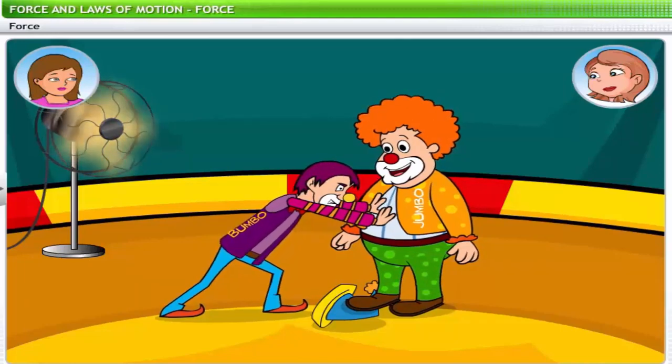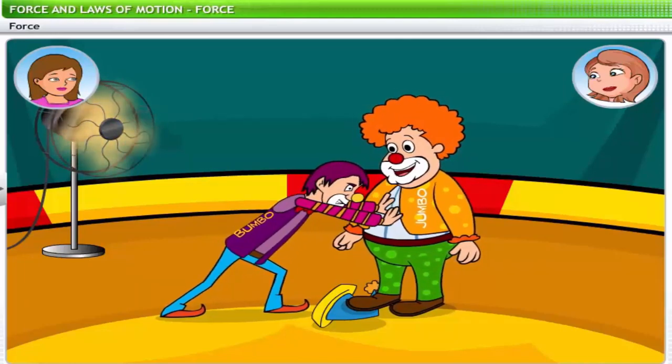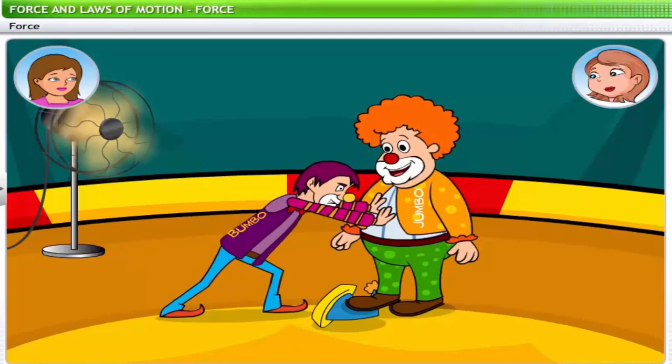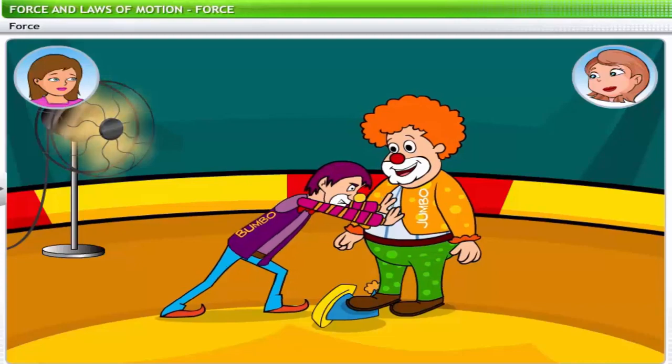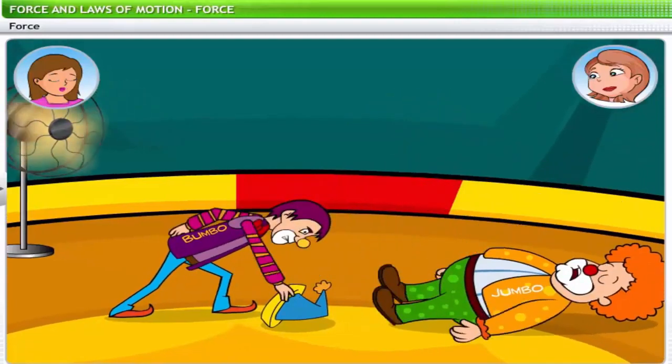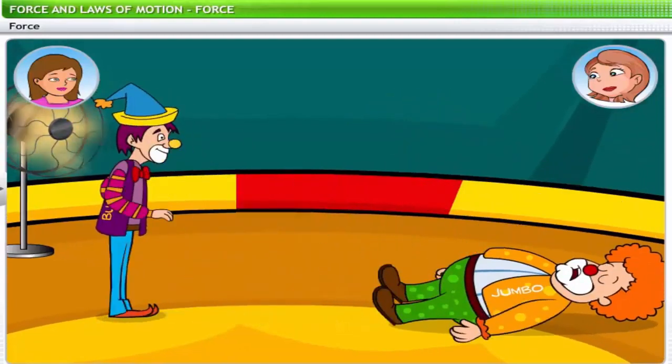I guess he needs to push harder. That's right. When Bumbo increases the force exerted on Jumbo, he is able to push Jumbo away. There you go. He got his cap.